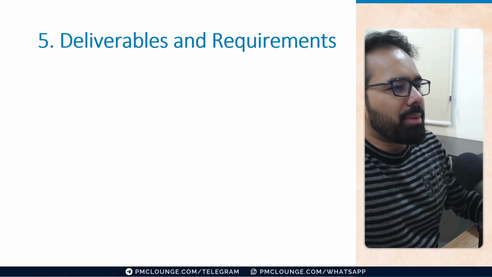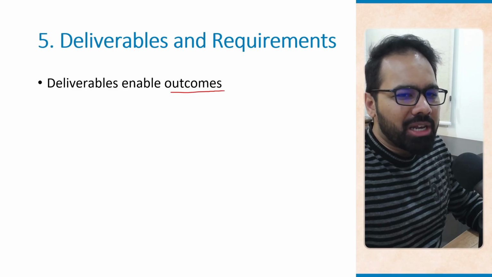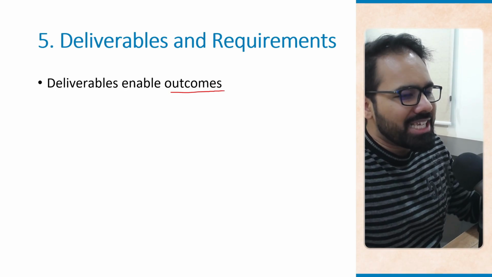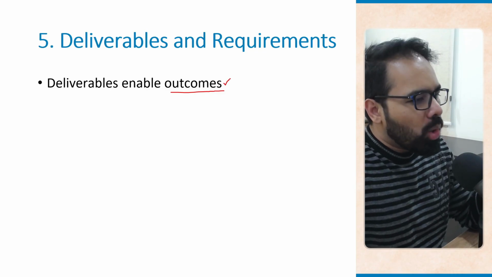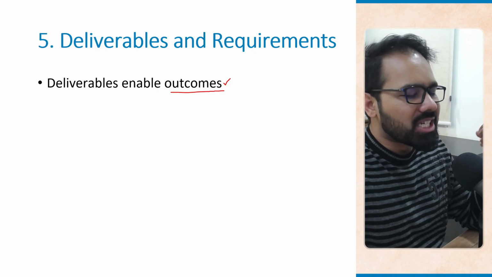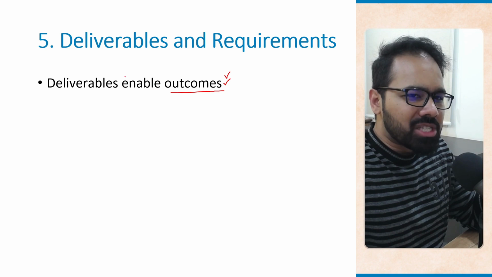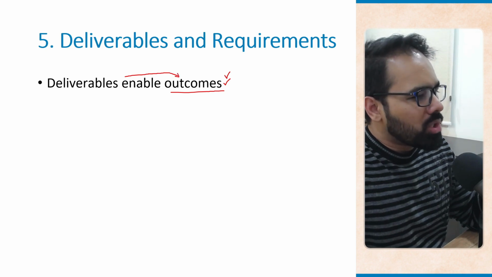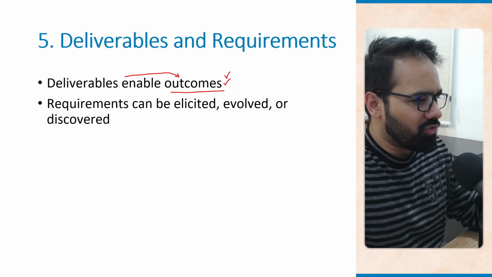Okay, let's talk about deliverables and requirements. Now, deliverables enable outcomes. What does this mean? The e-commerce website itself is just a deliverable, but that is not the outcome. Outcome is increased sales. Outcome is increased customer reach. So that is the outcome. Deliverables are going to enable these outcomes. Now, without the deliverable, the outcome can obviously not be achieved.